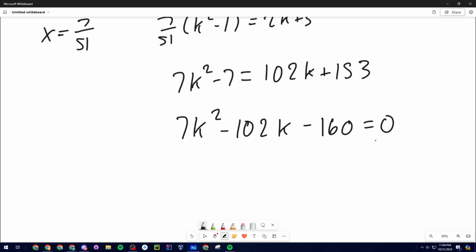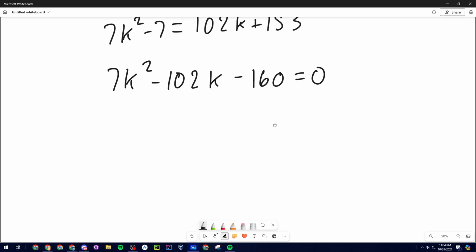This problem isn't supposed to use a calculator because it's from the AMC, so we just need to factor this quadratic. There are a lot of different ways to factor a quadratic. My way is to factor by grouping. So we need two numbers that multiply to 7 times 160 and subtract to 102.